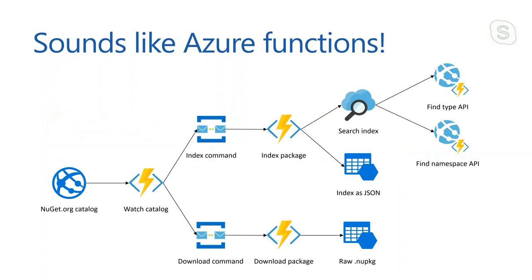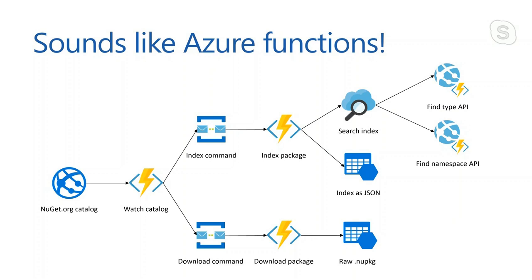We will have the NuGet.org catalog as our starting point, and then build a function that watches the catalog and fetches changes that are in there and looks at whatever additions and deletes happen in the catalog. Then for every update and delete, we create two messages on two different queues, one on an index queue, one on a download queue. The download queue is not really important, but we want to have a copy of all the binaries so that we can quickly restore our index if needed and open up locally instead of having to hit the NuGet.org endpoint every single time if we want to reindex, for example, a specific binary.